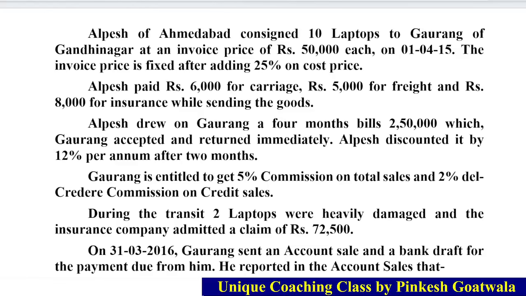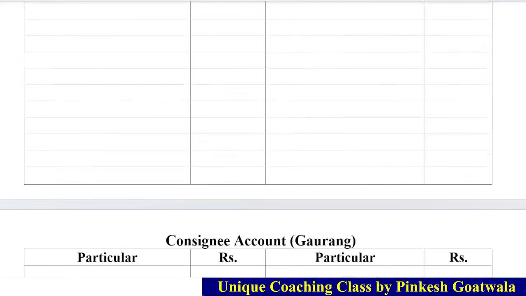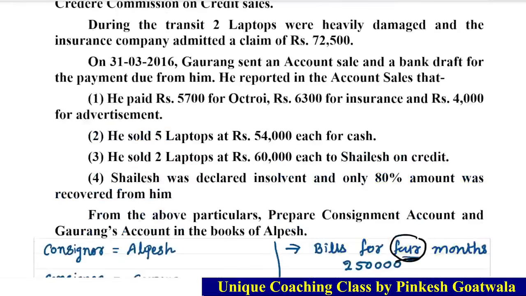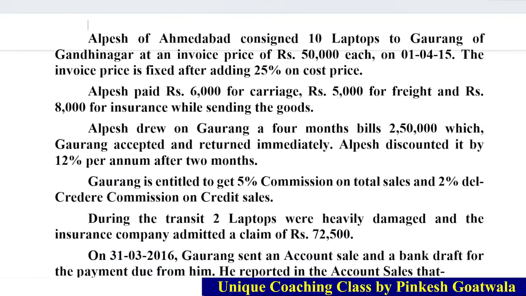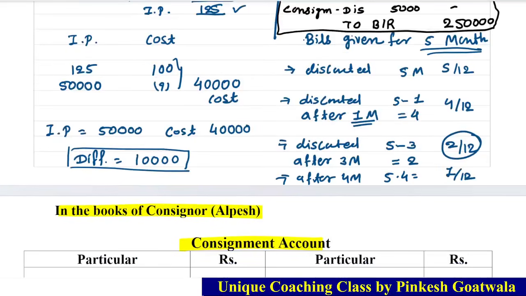So now let's start to give entries. Okay, we are going to prepare in the books of consigner. Here consigner is Alpesh. In that book, consignment account, and the consignee means Gaurang account. Okay, so let's start to give entries one by one. So first of all, goods sent. How many laptops? 10 laptops. And here we do some calculation, that is invoice price 50 and cost 40.